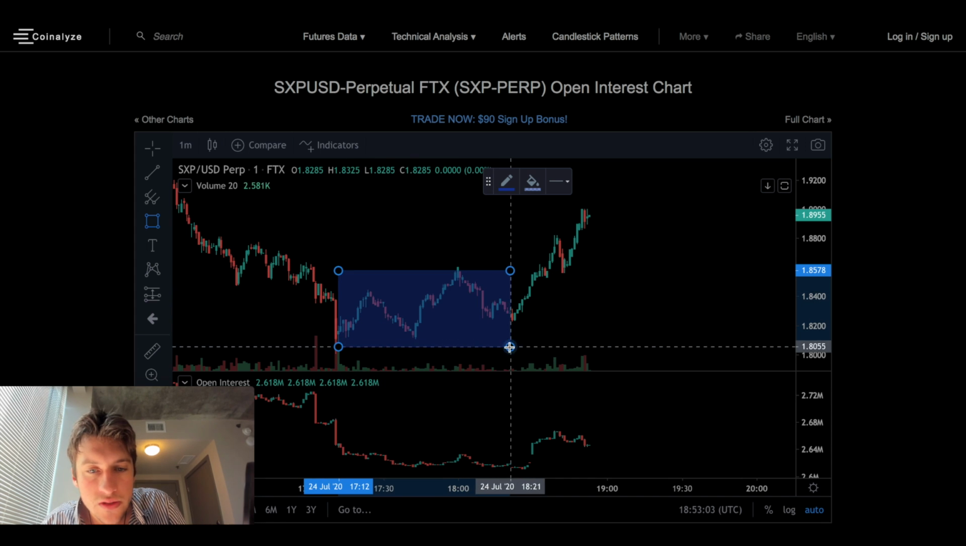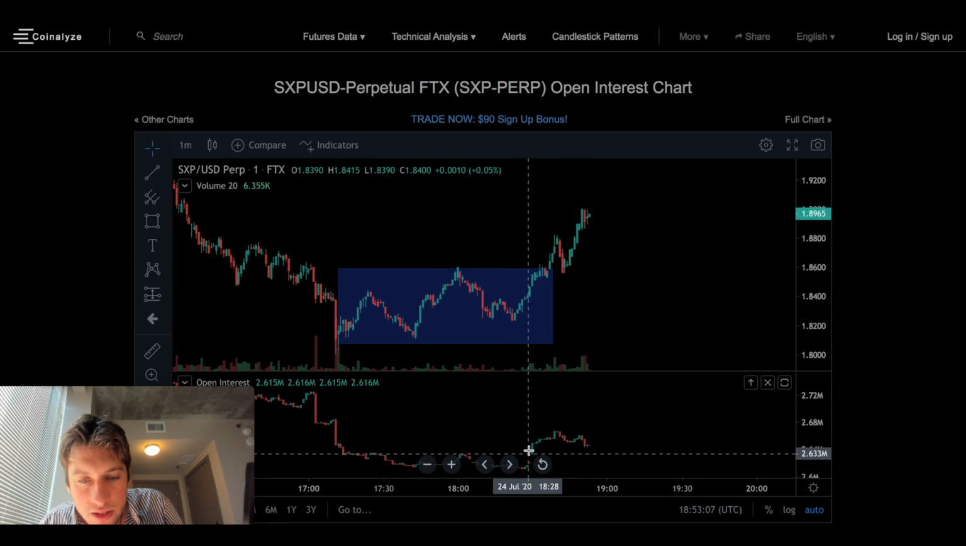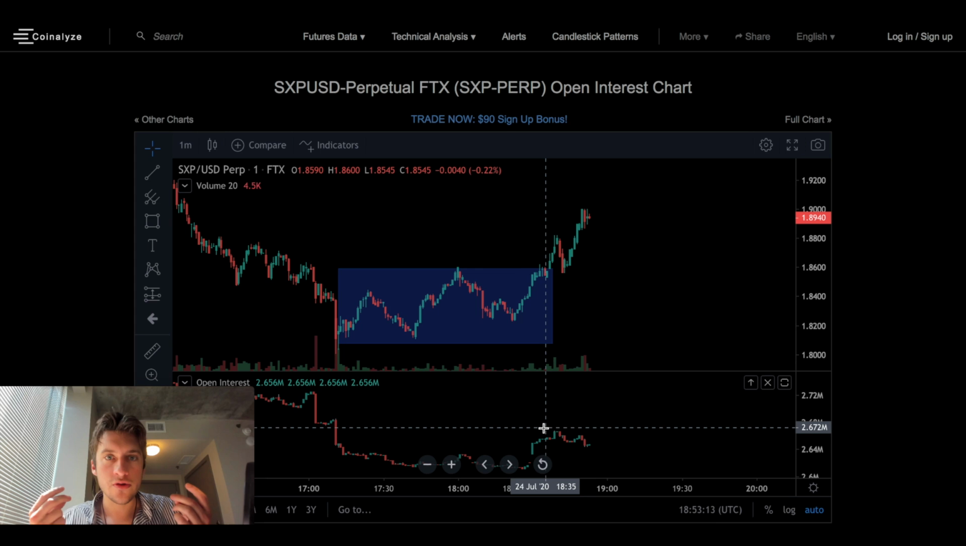But then we begin to see right around here where we're still in range. Let me show you guys that. Where we're still in range here, look at this open interest. Boom, we go up. That open interest is going up because there's more people entering positions all of a sudden. And once those people enter positions, you have a strong imbalance in a range, which fuels a trend.